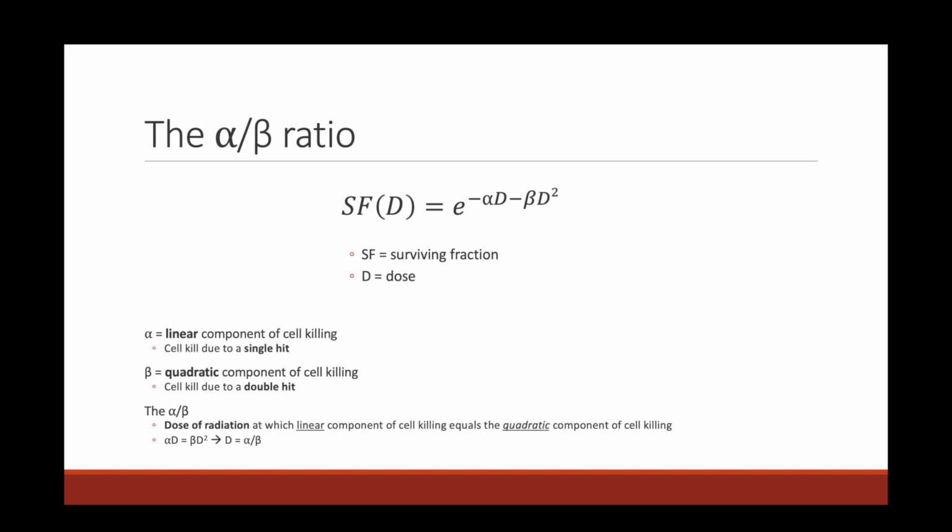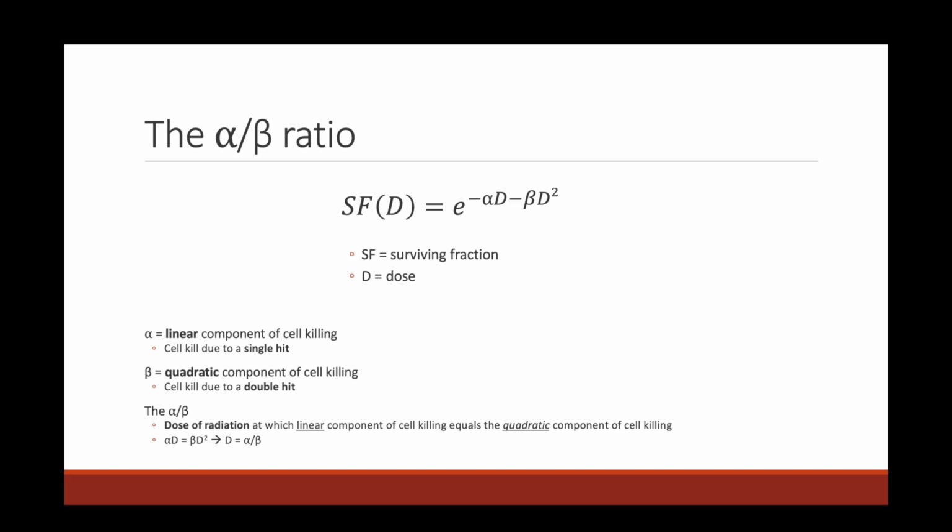The alpha-beta ratio, if you're asked to select an answer on a multiple choice test for the definition of alpha-beta ratio, the definition is that it is the dose of radiation at which the linear component of cell killing equals the quadratic component of cell killing. So alpha-beta ratio is the dose of radiation where the linear component of killing equals the quadratic component of cell killing. Now that equation here on this slide is one that you might need to memorize down the road if you're ever going to take a radiobiology exam.